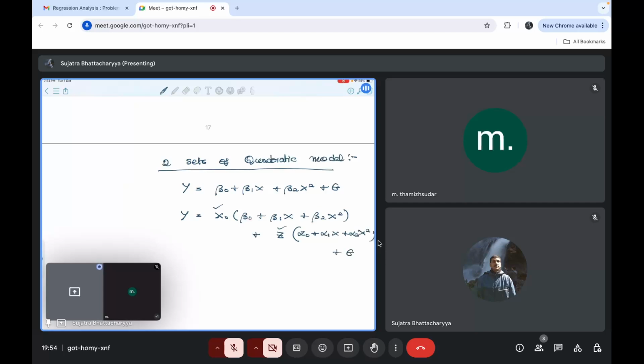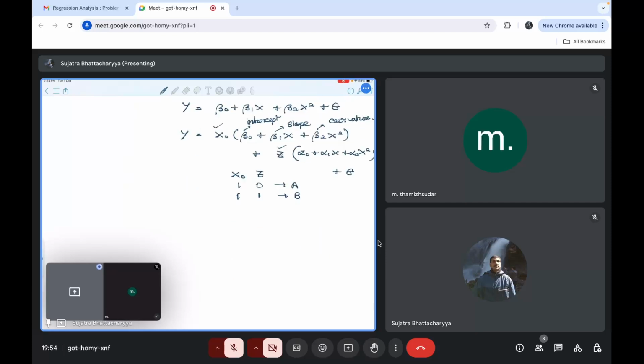Okay, so this is what you have. Beta naught here is the intercept, beta 1 is the slope, and beta 2 is actually called the curvature. This is the dummy variable. And of course, x naught and z if you write, for set A it will be 1 0, and for set B it will be 1 1. So z is actually 0.